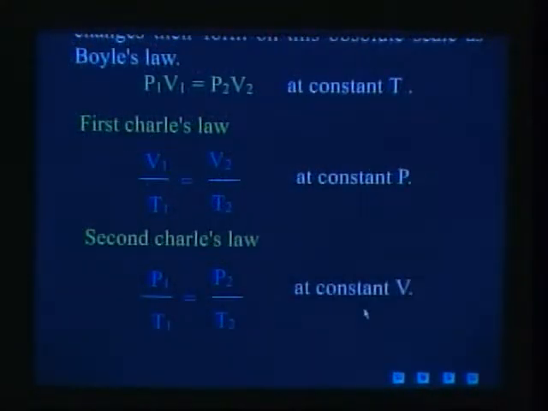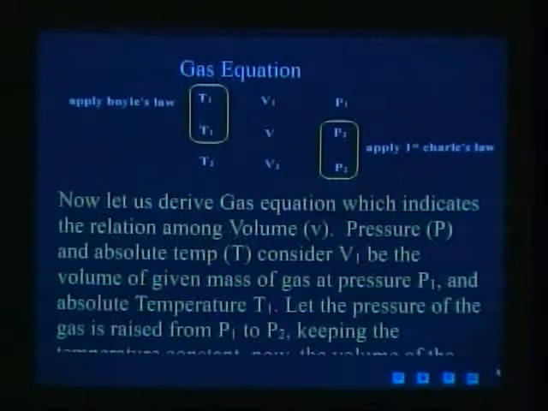On this absolute scale, Charles's laws change their form as V1 by T1 equal to V2 by T2 at constant pressure, and the second law P1 by T1 equal to P2 by T2 at constant volume V for a given mass of gas M. Now, let us derive the gas equation which indicates the relation among volume, pressure and absolute temperature capital T. Consider V1 be the volume of a given mass of gas at pressure P1 and absolute temperature T1.